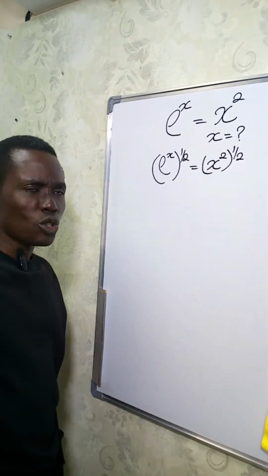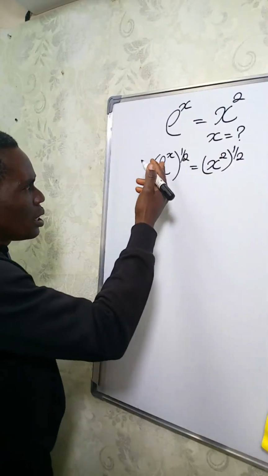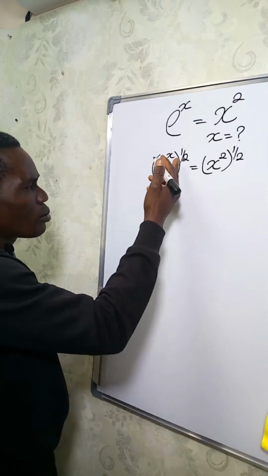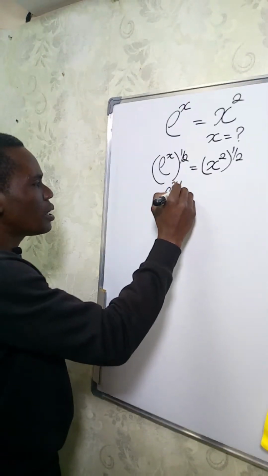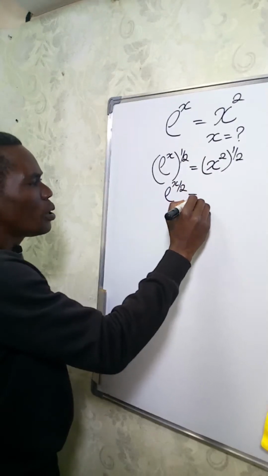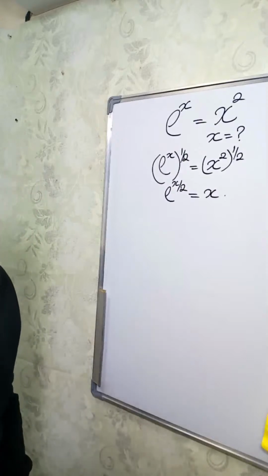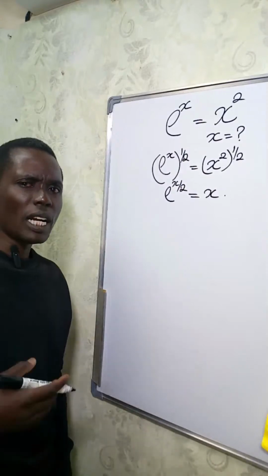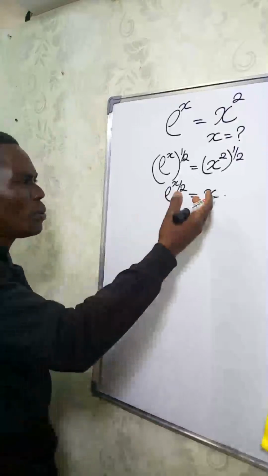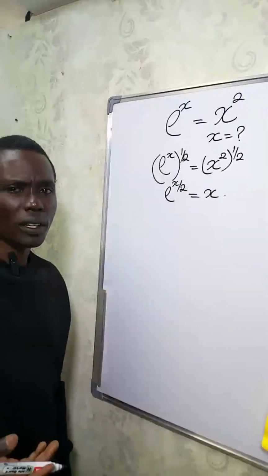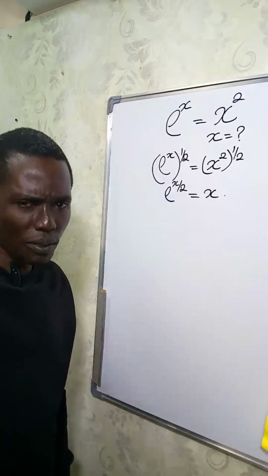So by doing that, according to the law of indices, the exponents will have to multiply, and this will give me the exponential value of x divided by 2, and this will be equal to x. Great. Now, what do we do from here? In order to find the true value of x, I can't take that as a result because we need to simplify further.